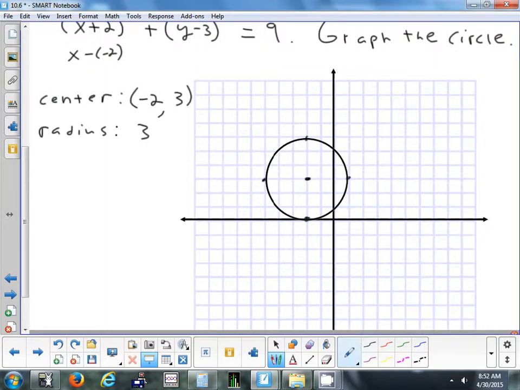Okay, so don't throw away the graph paper. We're not going to use it for the next problem we do in class. I don't think we'll use it, but you will need it for the homework.